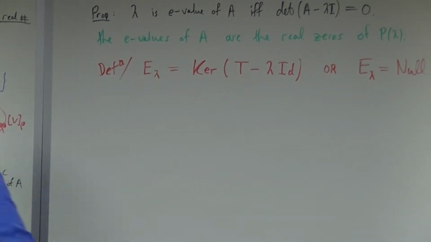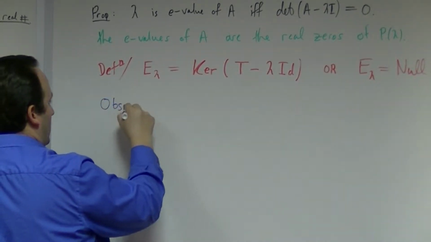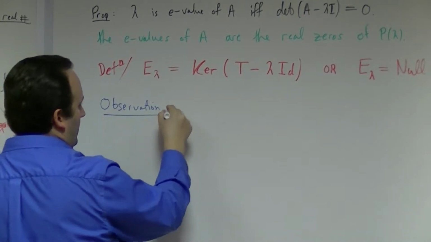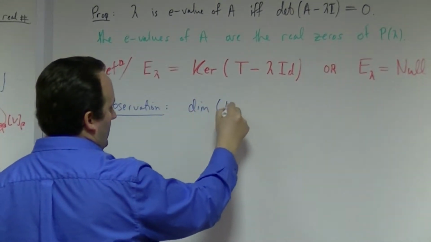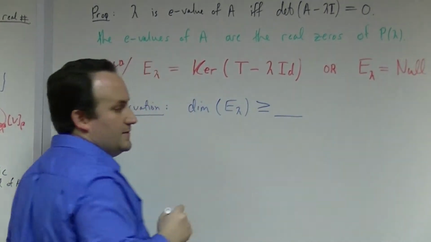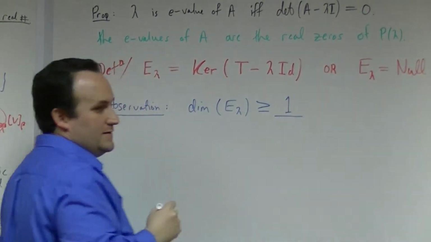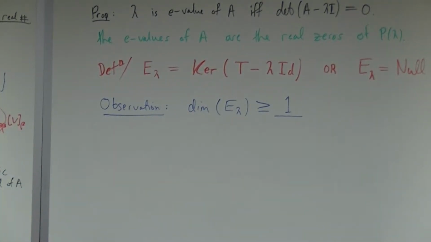So I would make one observation immediately. What's the smallest dimension that E lambda can have? It's greater than or equal to what? 1, right? Why is that? Because it's a non-zero value for the kernel, so there has to be at least one thing that makes it 0. The definition of eigenvector is that there is a non-zero vector which is in the kernel, essentially. And so that's at least one thing in there. So the smallest the dimension can be here is 1.